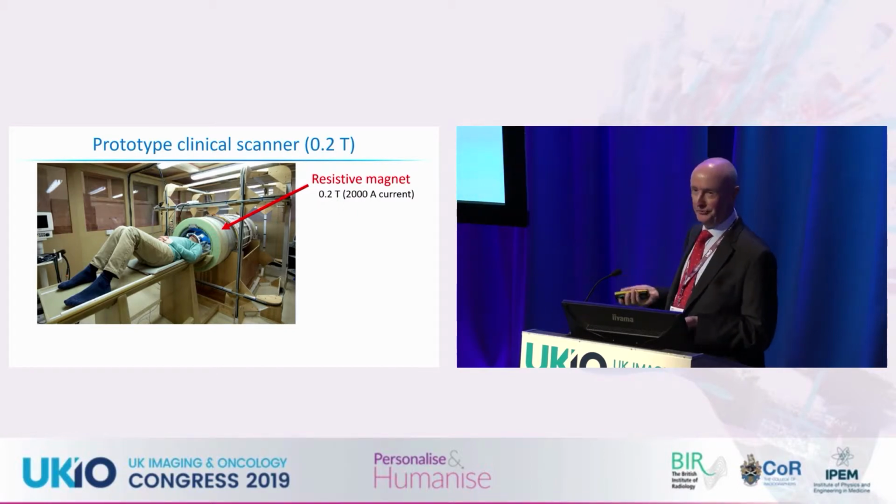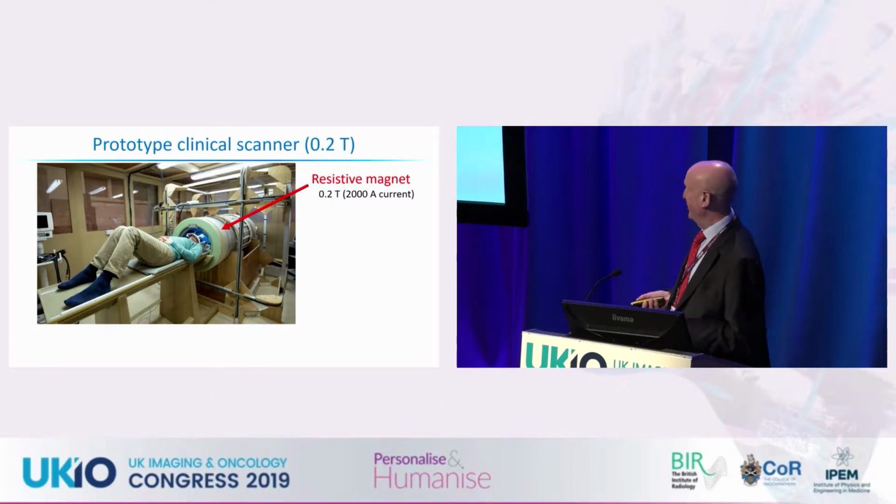It does look rather different to a standard hospital MRI scanner, but there are similarities. So there's the magnet. Underneath this green potting is a resistive magnet with a maximum field of 0.2 Tesla, so it's low field. It takes 2,000 amps of current through the solenoidal windings in order to generate that field. The bore across the scanner is 50 centimeters, so it's moderately tight, and it's rather long as well. It's 2 meters long, so it's not for the claustrophobic.